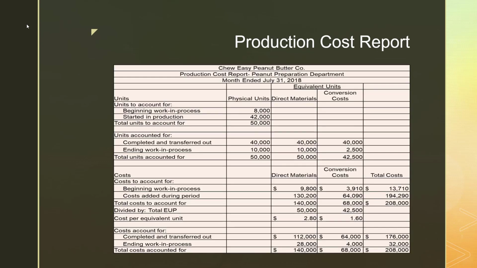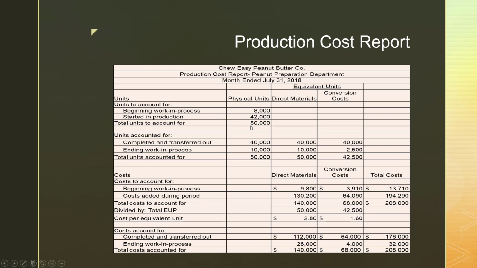When finished, here is your finished product. This is what the PCR for Chew Easy Peanut Butter Company's peanut preparation department is going to look like for the month ended July 31st, 2018. And it has two different sections: the unit section, the physical flow section. The section calculates how many units in total were in the department during the period, from what we started with, plus how much new production we started during the period.